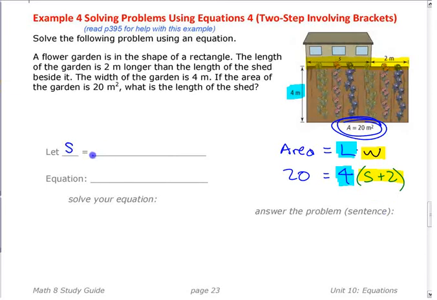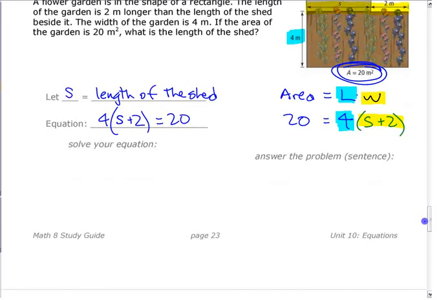S is the length of the shed. Okay? The equation is 4 times (S plus 2) equals 20. That S has problems. You should know how to solve this kind of equation. It's the last one you did. How do you solve that kind of equation?